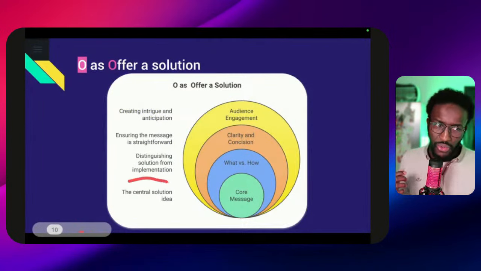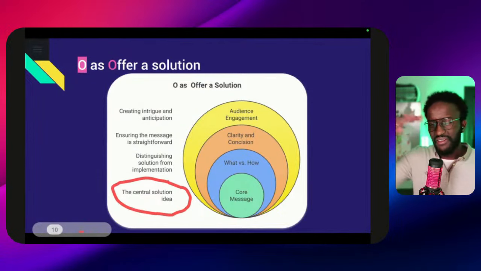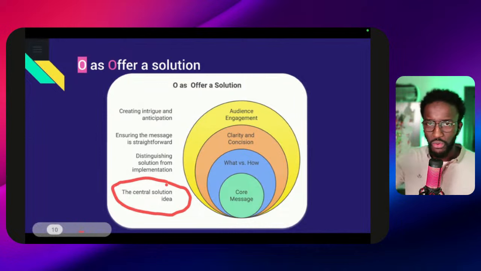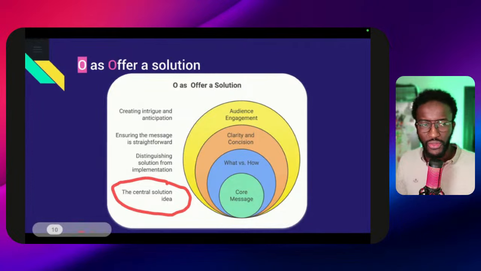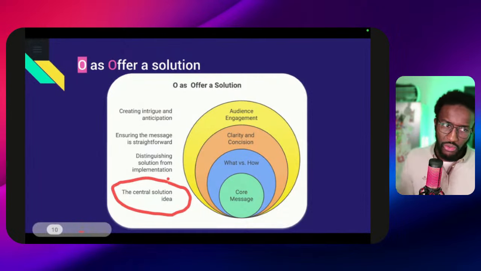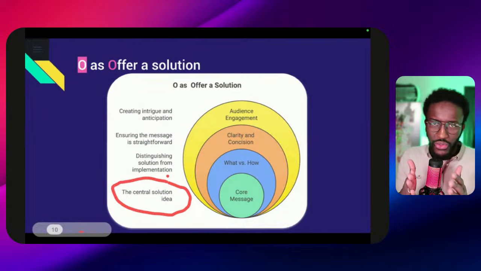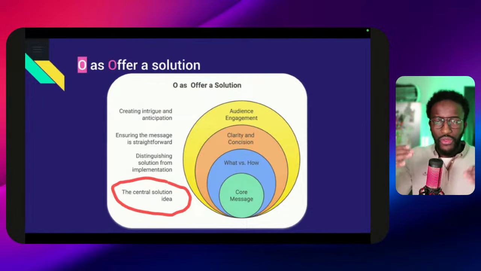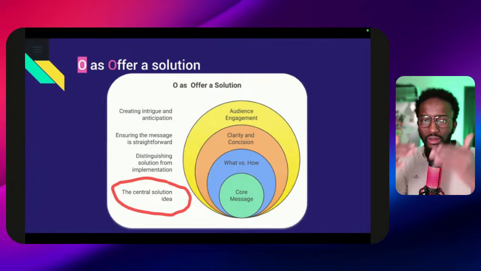So you have the central idea that you want to share. Really here you have to be at a high level. Don't go into the how. The how will be in illuminate the path, which will be step number 5. And really you have to distinguish your solution from implementation. This is really important. Then ensure that your message is really straightforward. Don't try to complicate it. Just say, okay, this is what my service will do for you.